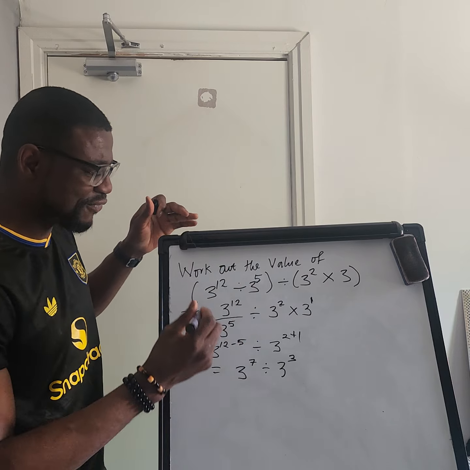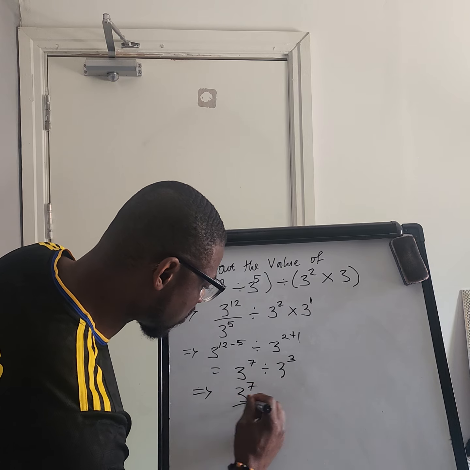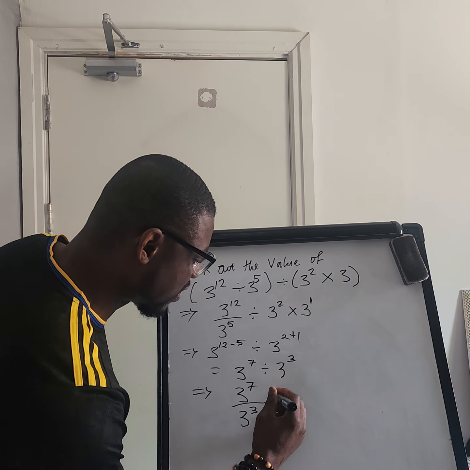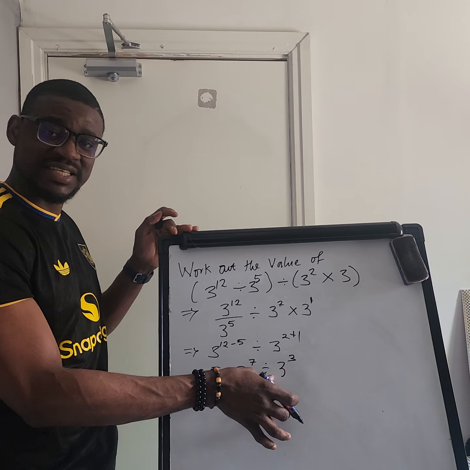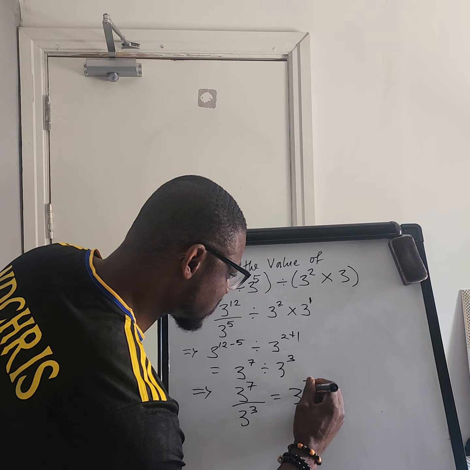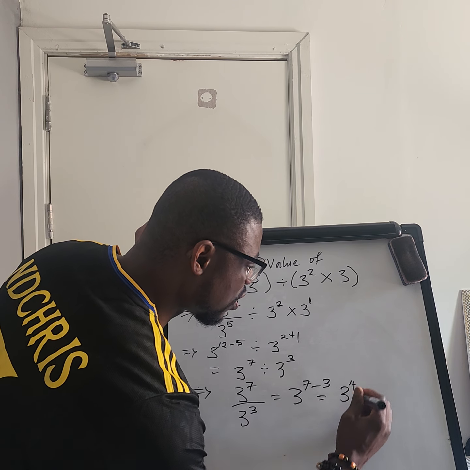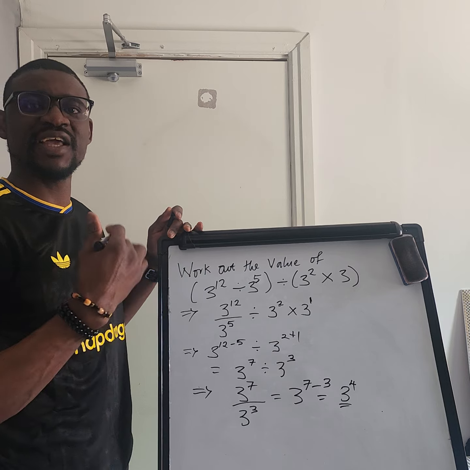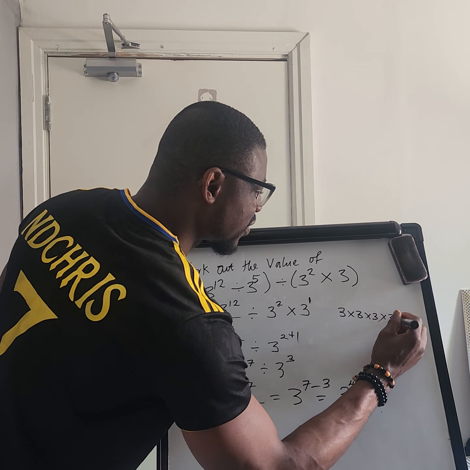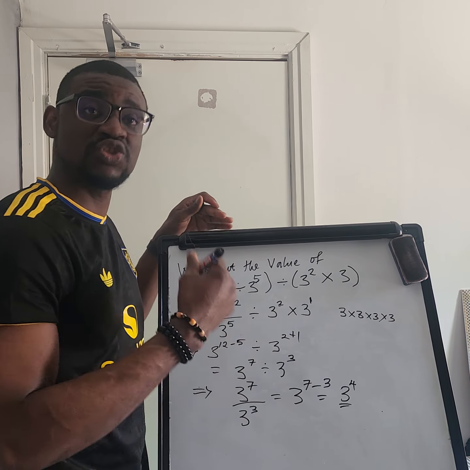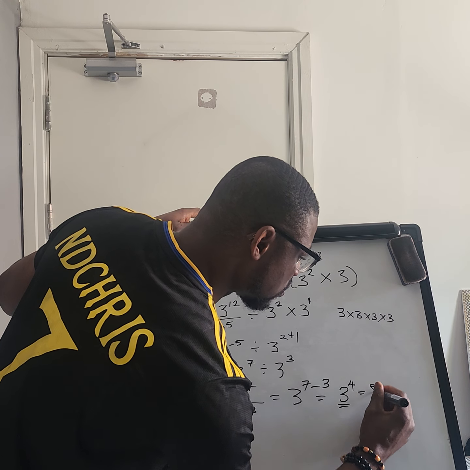Now we are left with this. So that means we can still write this as 3 raised to power 7 all over 3 raised to power 3. Now if you bring back the division law and implement it here, you are going to have 3 raised to power 7 minus 3, and that will leave us with 3 raised to power 4. 3 raised to power 4 simply means multiply 3 into 4 places. So that will be 3 times 3 times 3 times 3. 3 times 3 is 9. 9 times 3 is 27. 27 times 3 will give us 81. So this is equivalent to 81.